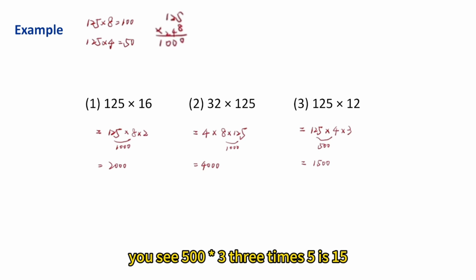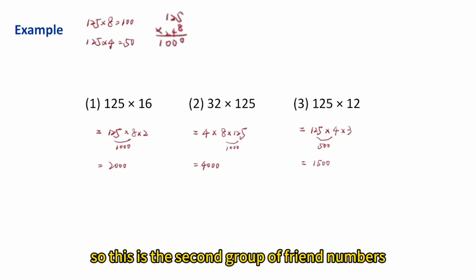You see, 500 times 3. 3 times 5 is 15, with 2 zeros is 1500. Right, 500 times 3 is 1500. Okay, so this is the second group of friend numbers.